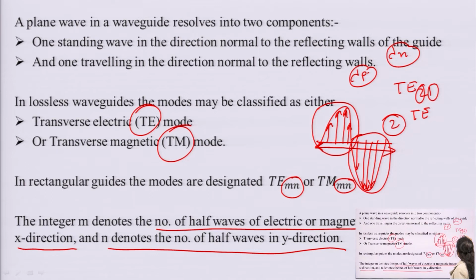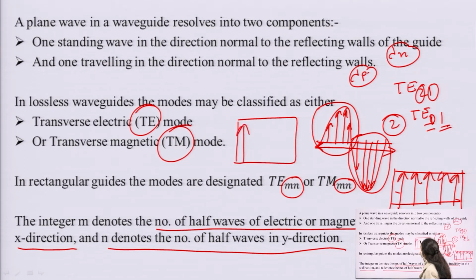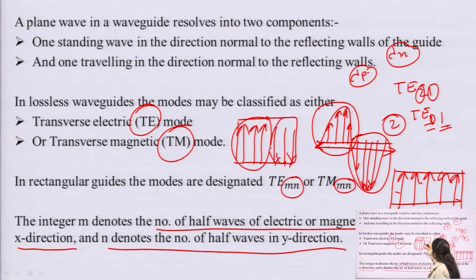When we say TE 01, that means no half wavelength in the x direction and one half wavelength in the y direction. Sometimes you will be able to see the diagram also of this. That means only one half wavelength, because the direction is in one direction. And when we say two, that means two half wavelengths, because one is upward, one downward.